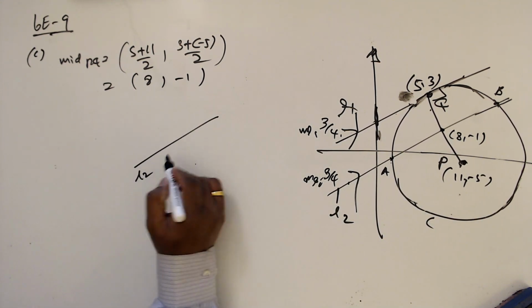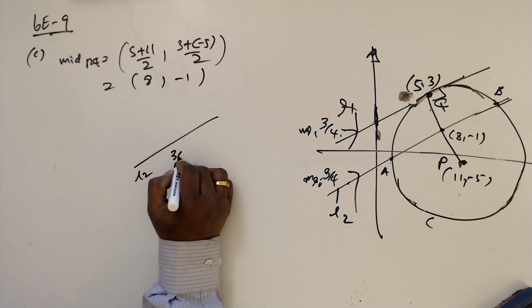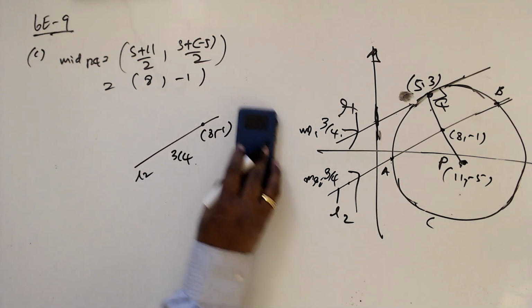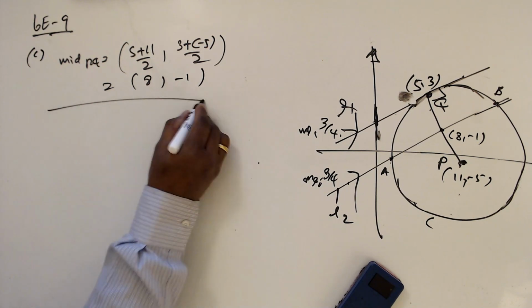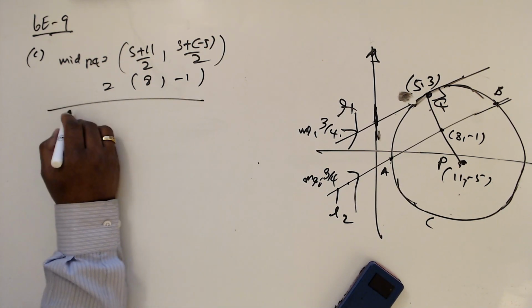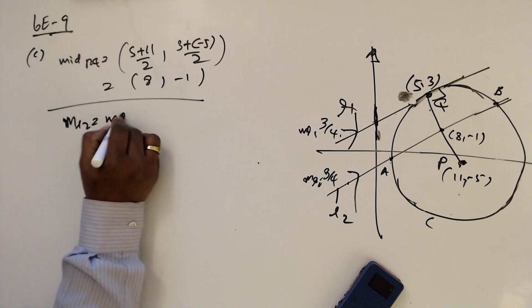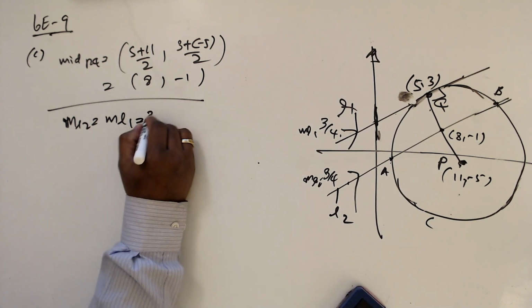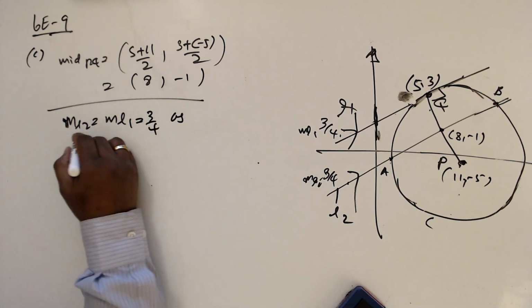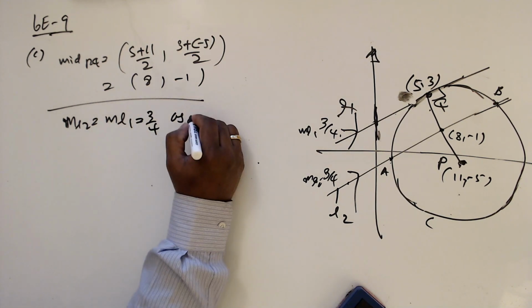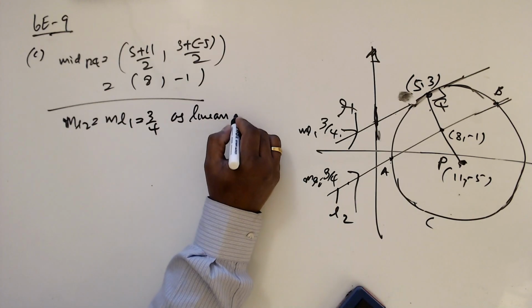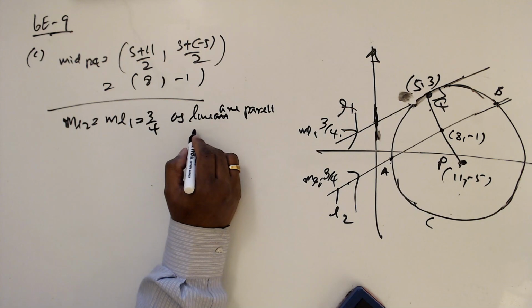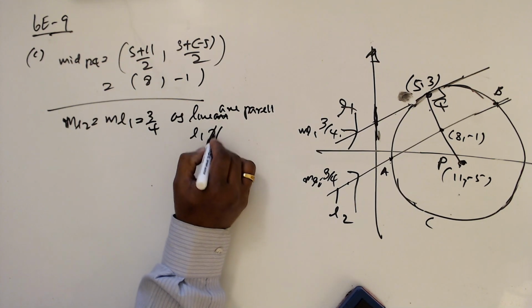Now for this L2, we have gradient 3/4, and we have a point (8, -1). Now I can write the equation of this line. So we are writing m_L2 = m_L1 = 3 over 4. This gradient equals 3 over 4 as the lines are parallel. Or you can write L1 is parallel to L2.